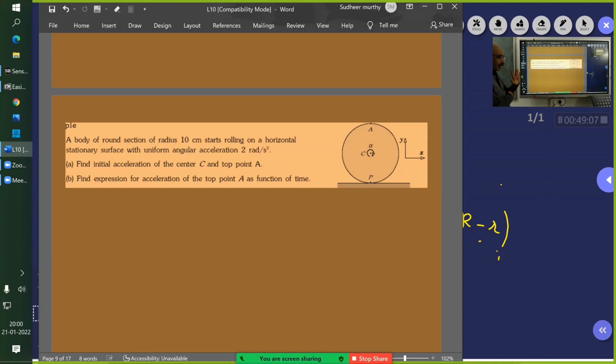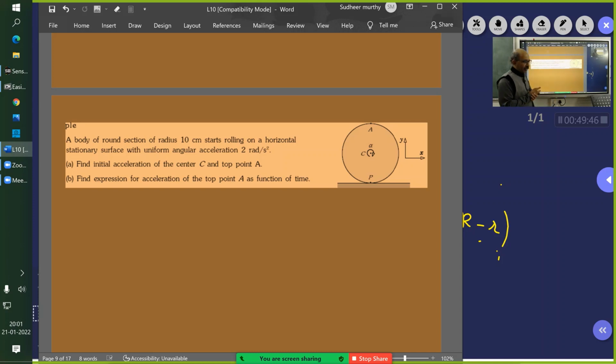starts. Listen here. The body of round section starts rolling on a horizontal surface with uniform angular acceleration. So how will you look at it? Because they are told uniform angular acceleration. That means the body is at rest and then there is torque applied to this body. Torque applied to the body and therefore angular acceleration is there. But the initial angular velocity is 0 because you will say it is at rest.